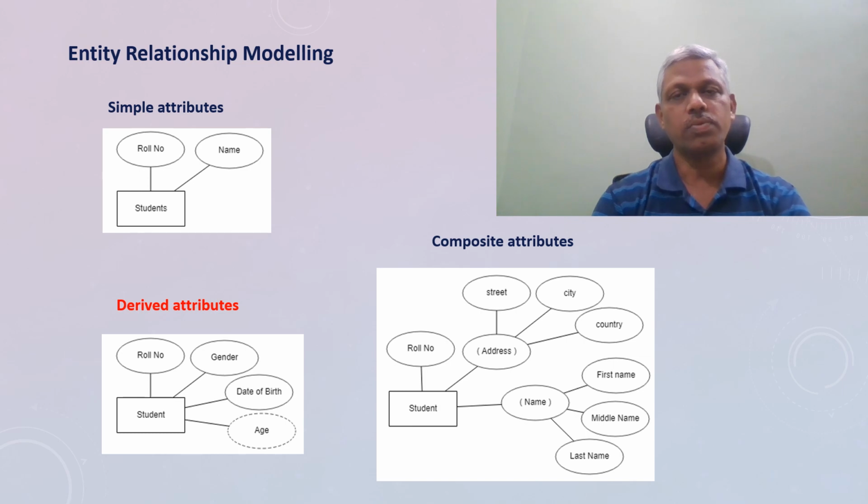If we are not bothered about the individual components, we can store the entire address as a string, and that's it. A simple attribute can be stored as an address. It all depends on the requirement. So in this case, address can be treated as a composite attribute. Similarly, name can also be treated as a composite attribute if we take first name, middle name and last name.